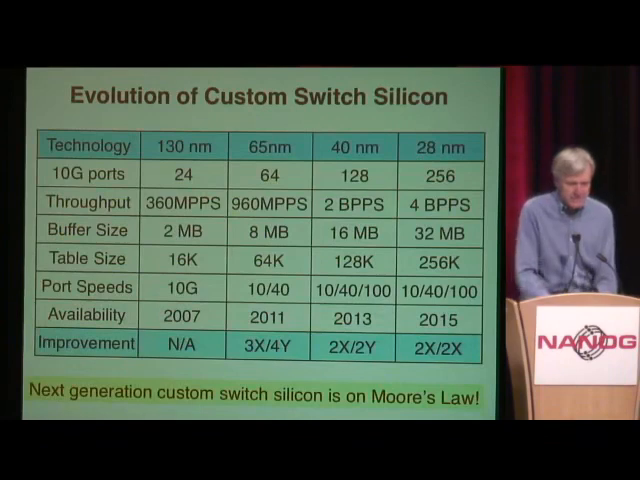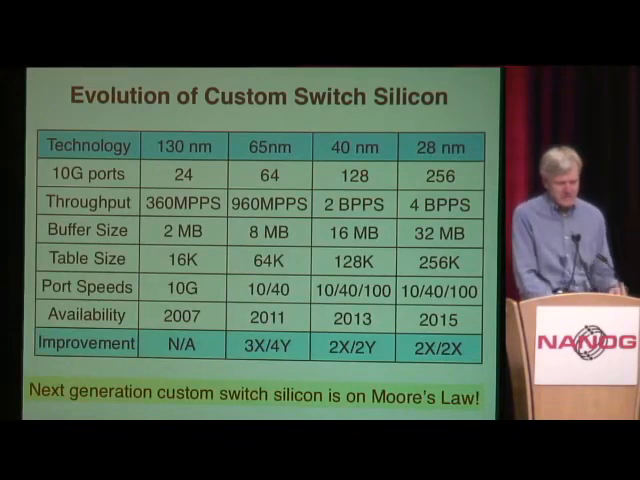Now, to give you a preview or sort of an outlook here, what we would expect to happen next year. So the chip that we started shipping 3-4 years ago was a 24-port chip in 130 nanometer technology, doing 360 million packets per second, 2 megabyte buffer. The current version is 65 nanometer, almost 3 times the throughput, quadruple the buffer size, quadruple the table size.